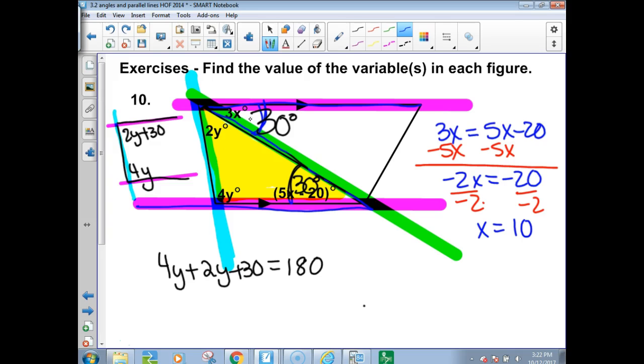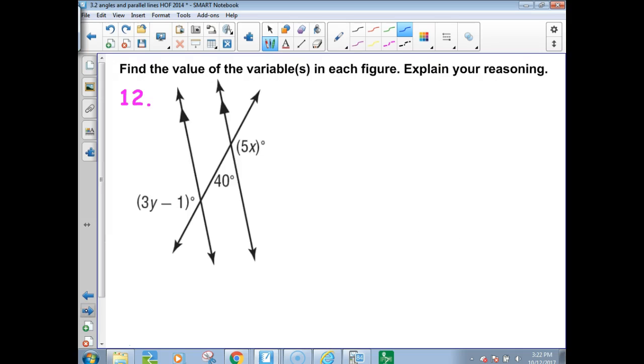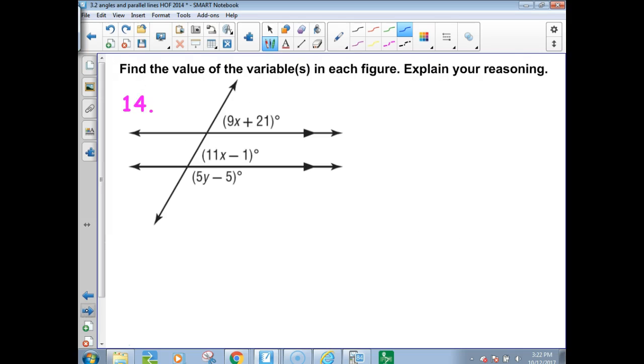Unless somebody said, well, no, I don't want to do that. I just want to do it this way. So 6y plus 30 equals 150. And then solve for y. Okay, so as I pause a minute, I'm going to go to another problem. I have a couple more I want to show you, and I want you to be thinking. So please look at 20. I'm leaving the rest of this for homework.